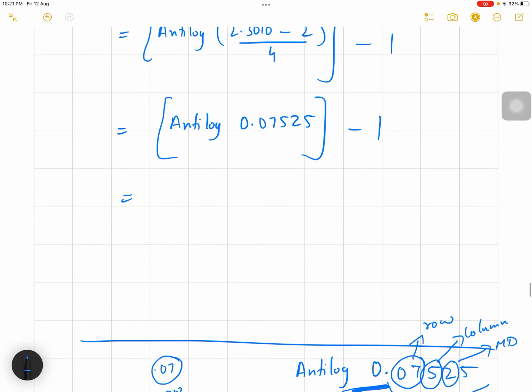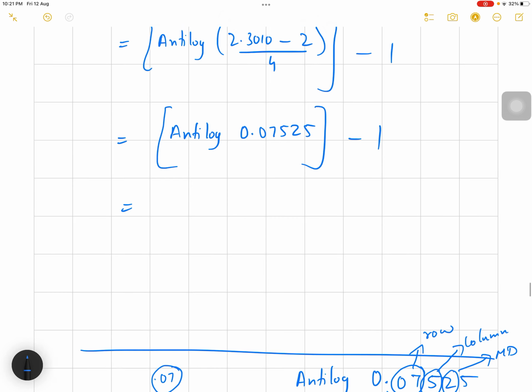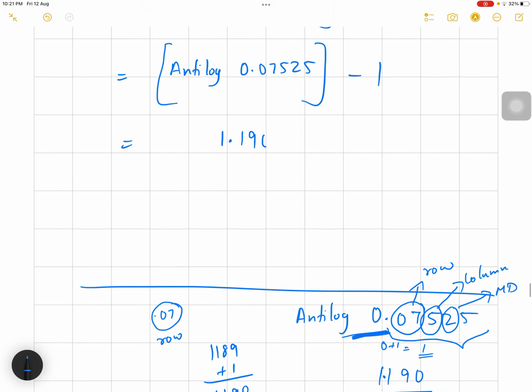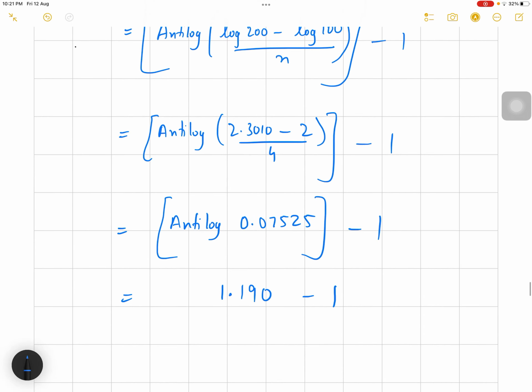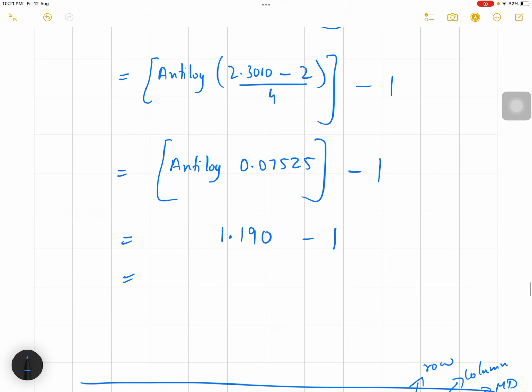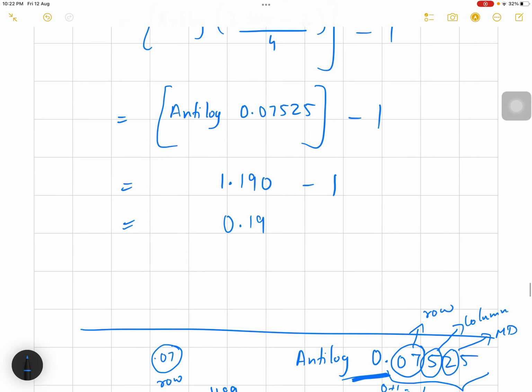So antilog of 0.07525 is 1.190. Minus 1. When you do this, you will get 0.19. 0.19 means 19%. So the answer is 19%. R is equal to 19%.